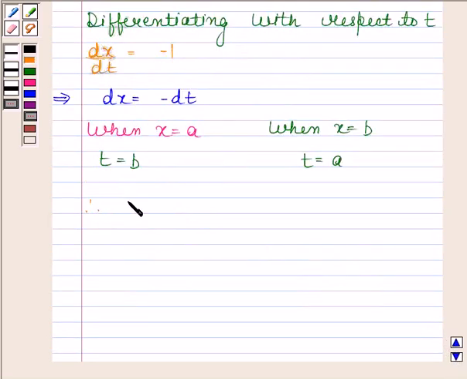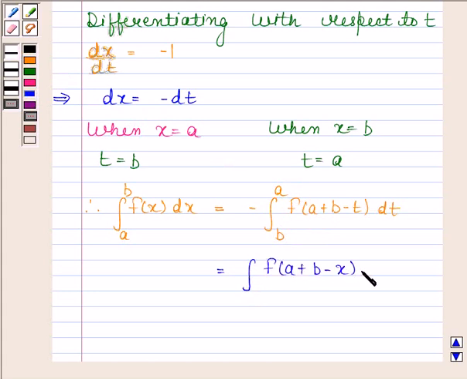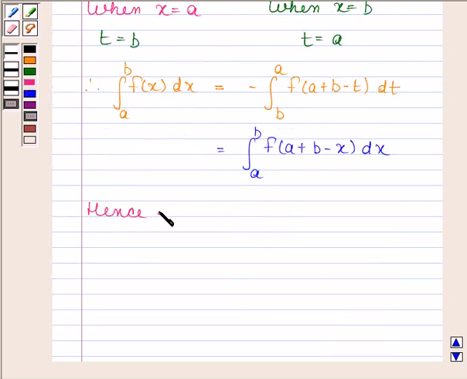So, integral of f(x) from a to b is equal to minus into integral of f(a + b - t) from b to a. And this is equal to integral of f(a + b - x) from a to b. Hence we prove that integral of f(x) from a to b is equal to integral of f(a + b - x) from a to b.